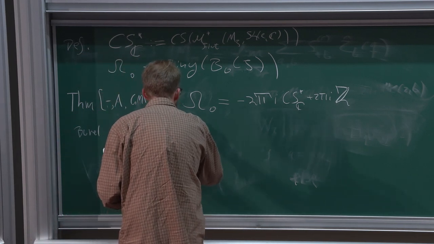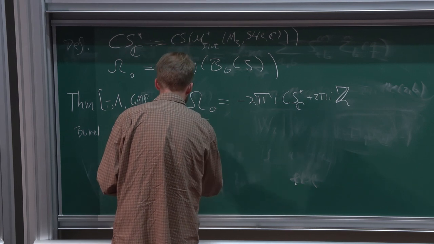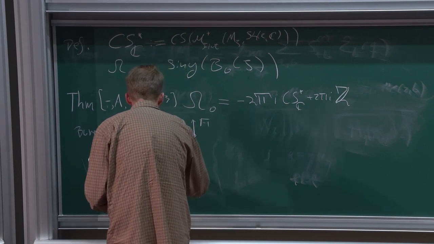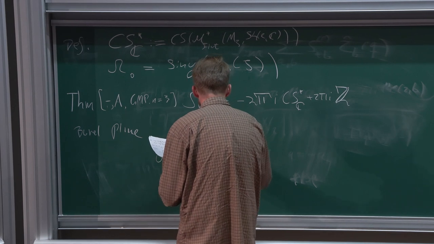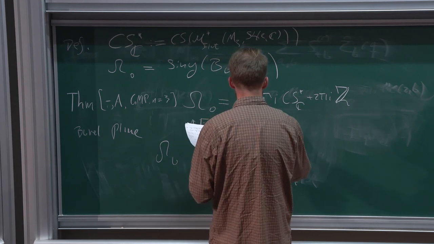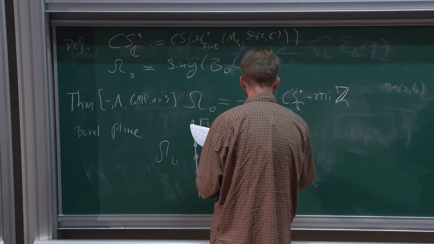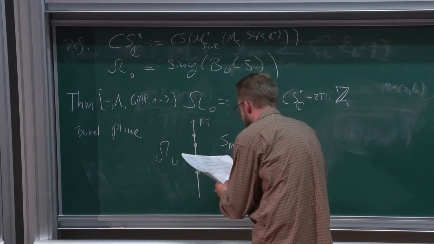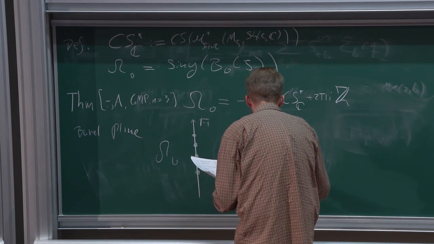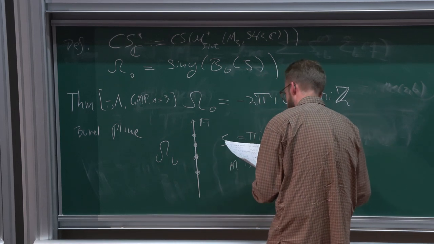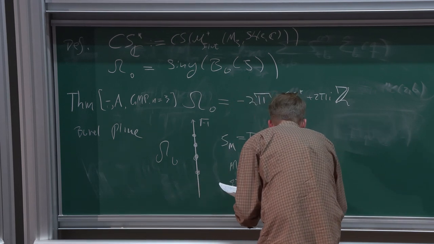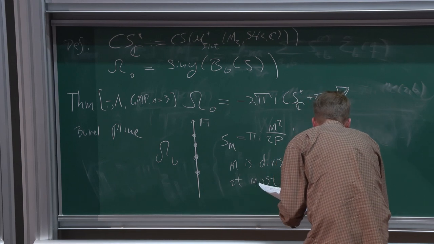So this is the imaginary axis, and we have some discrete set of singularities, Omega_0, indexed by m. Theta_m is pi i m squared over 2P, where m runs through all integers where m is divisible by at most n minus 3 of the p_j's.